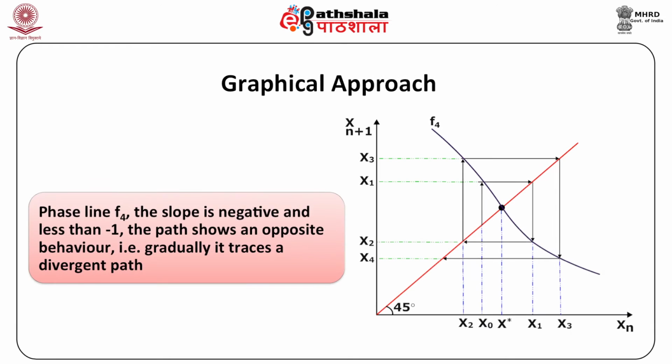For the last case, phase line F4, the slope is negative and less than minus 1. The path shows opposite behavior, that is, gradually it traces a divergent path. So in all, it can be inferred that the algebraic sign of the slope of the phase line determines if there will be oscillations, and in that case, the absolute value of its slope determines convergence or divergence.